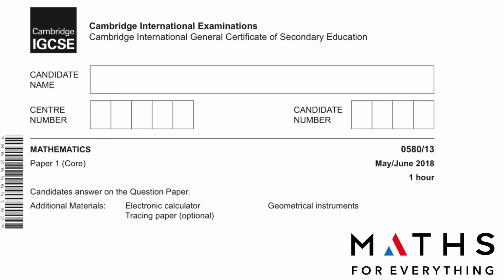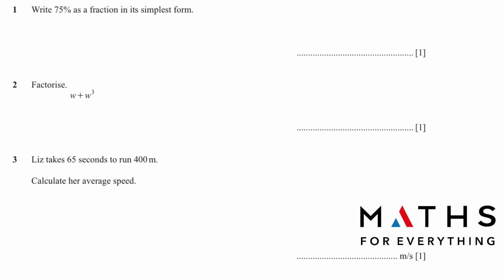Today we are going to solve Cambridge IGCSE Mathematics Paper 1 Core 0580 Variant 13 May-June 2018. Let's start. Question number 1. Write 75% as a fraction in its simplest form. 75% means 75 divided by 100. And this will give us 0.75.